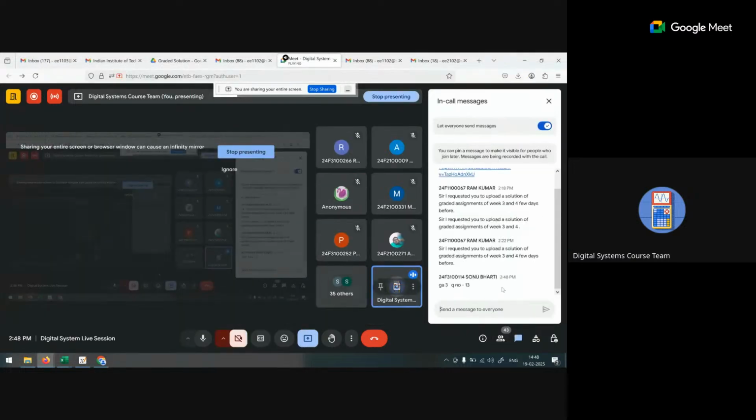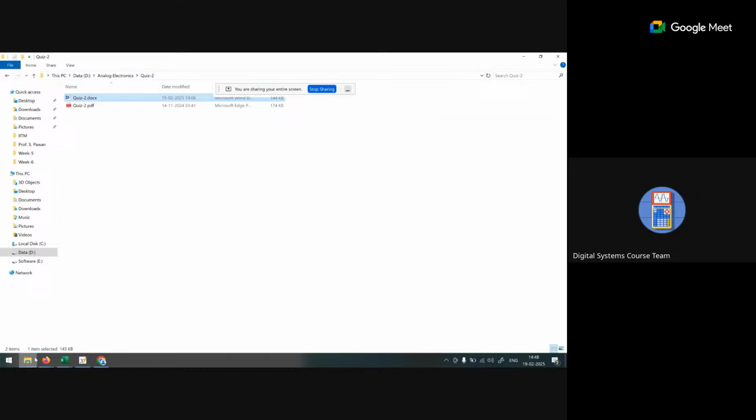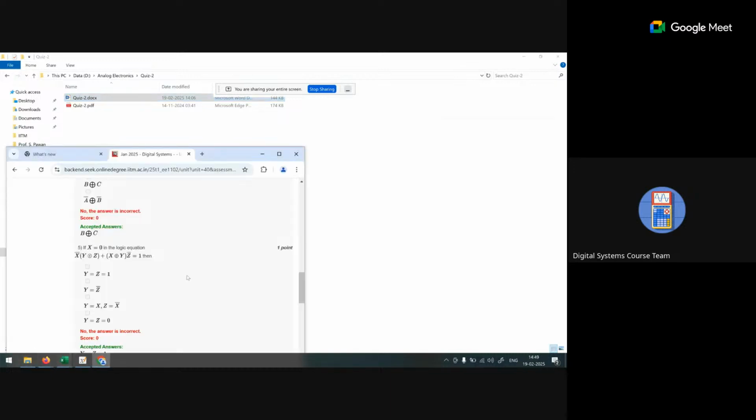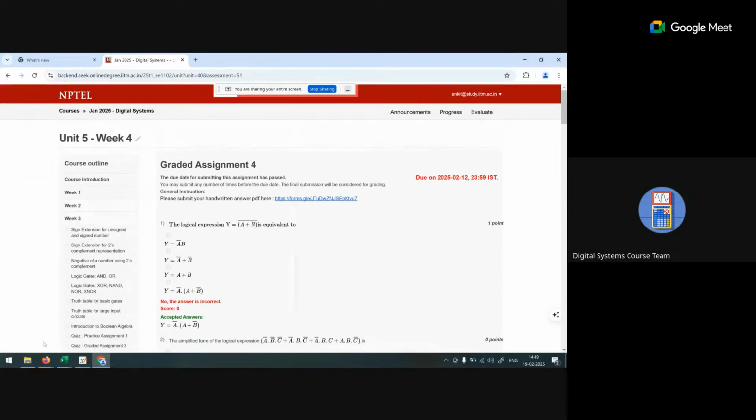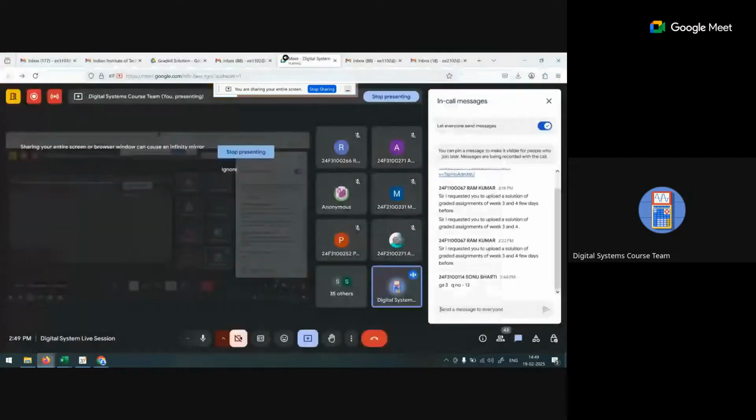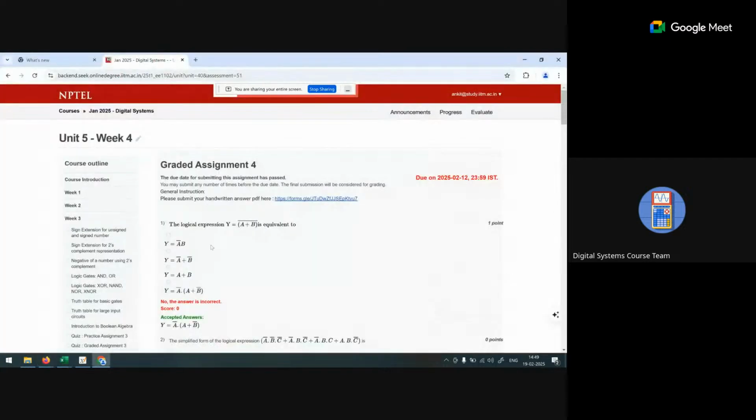Graded assignment 3, question number 13. Sir, I request you to upload a solution of graded assignment of week 3 and week 4 a few days before. I think we have uploaded the graded assignment solution 3 and 4, is it uploaded or not? No, sir. Even the practice assignment solutions for 3, 4 have not been uploaded, sir. Okay, so I will do that.